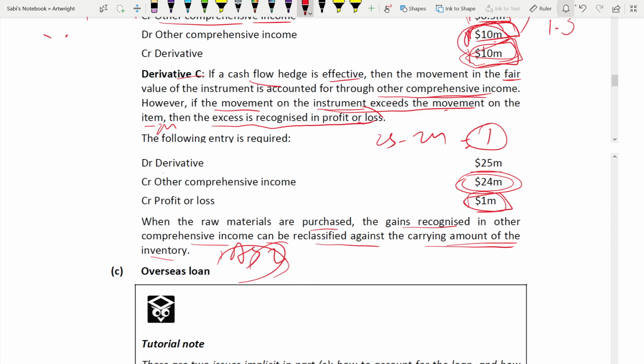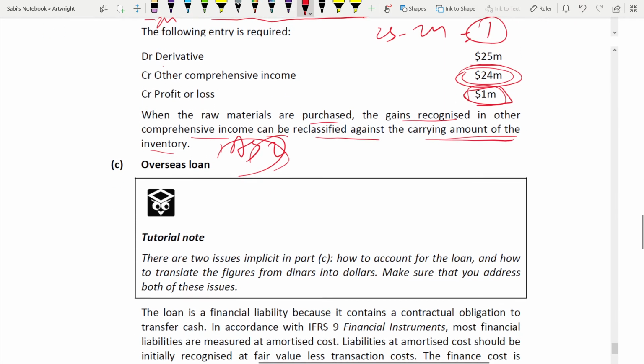Because you are going to debit other comprehensive income 24 million and credit inventory. Credit means your inventory will go down. Understood? Now we are coming to the third one, overseas loan.